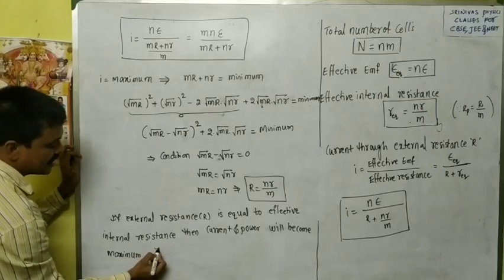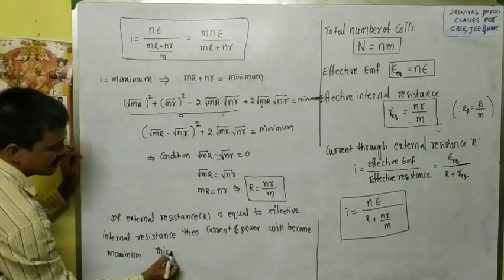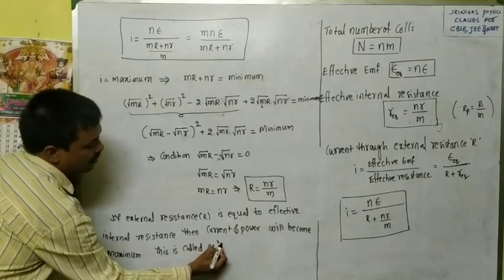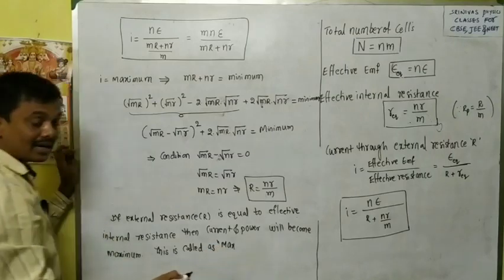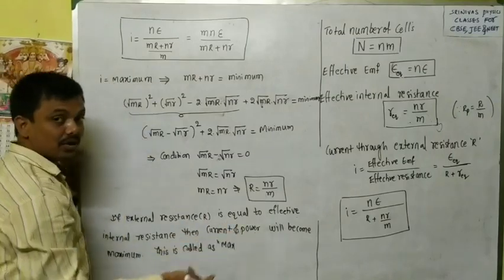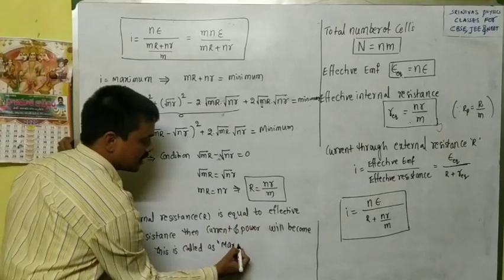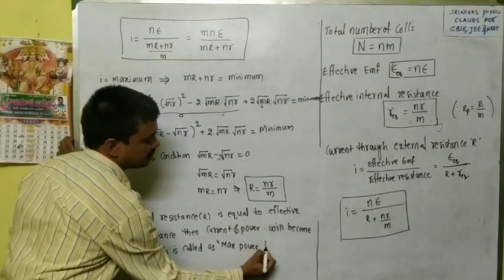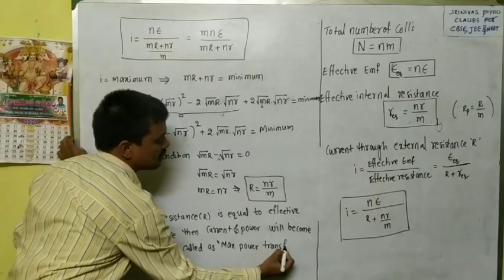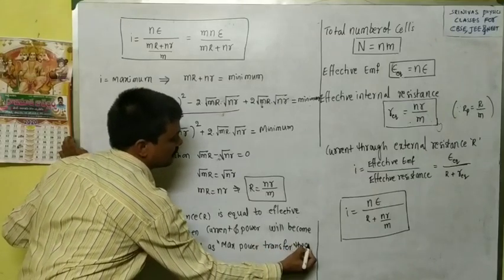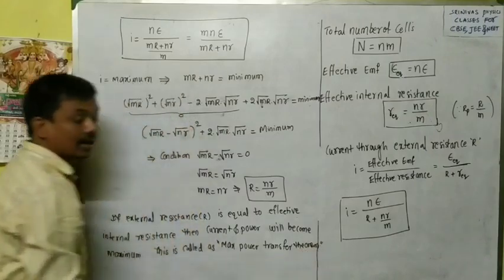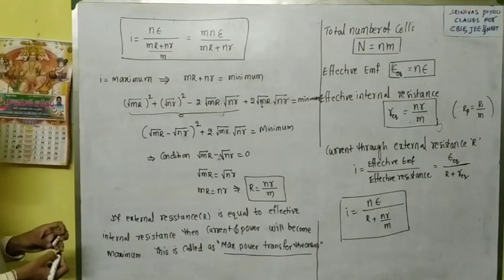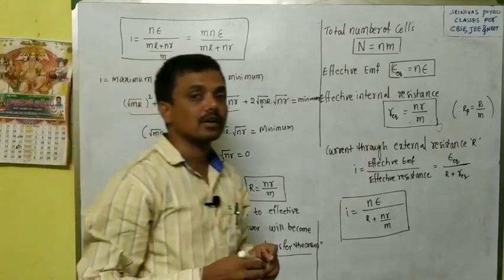Okay, this condition is called the maximum power transfer theorem and maximum current theorem. Here, maximum current flowing means maximum power will be there, right? When will the power transfer be maximum? When the current is maximum, then the power transfer will be maximum. If the current is maximum, then the power is also maximum.